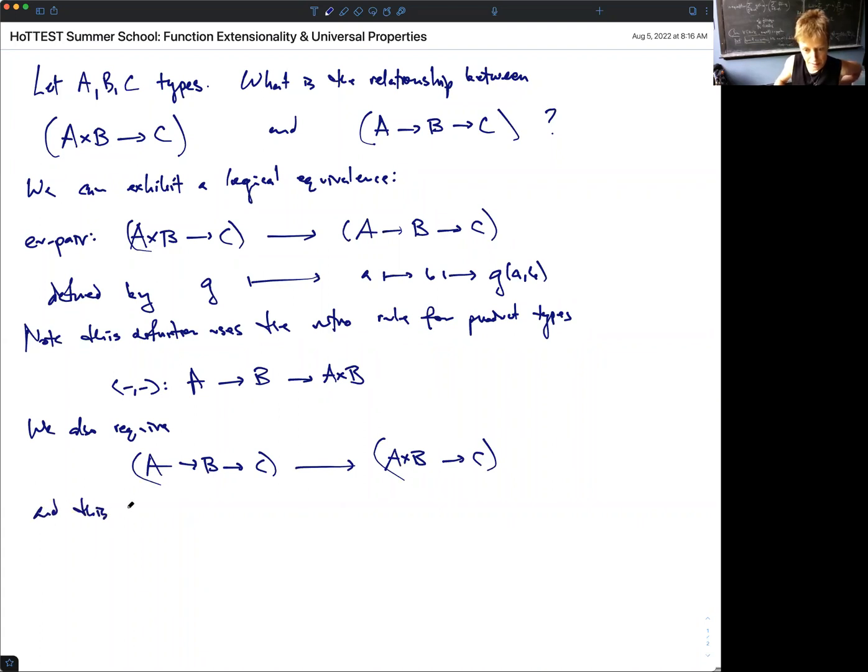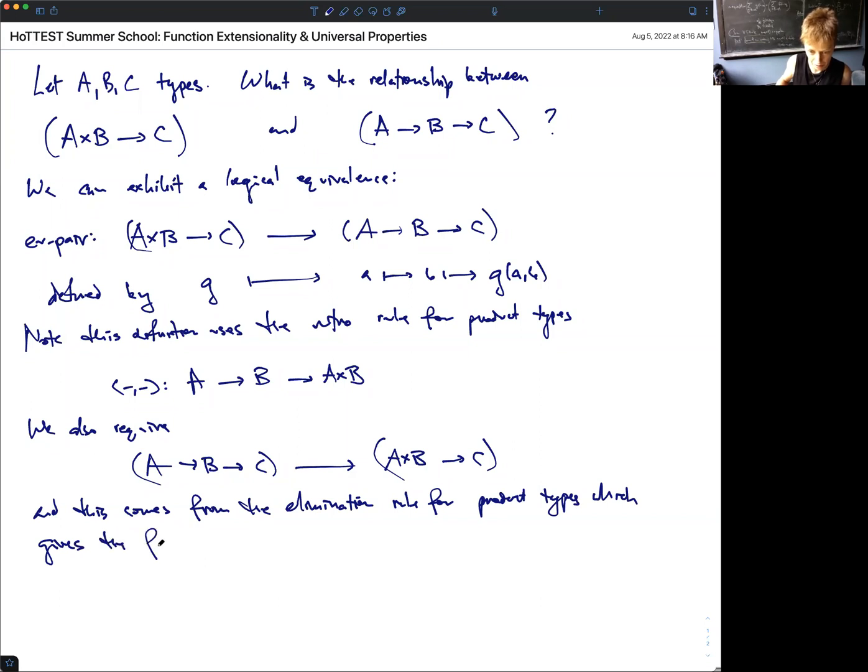This comes from the induction principle for product types. Let me say the elimination rule. I'm using a synonym deliberately just to review these terms. The elimination rule for product types. Product types are an instance of these inductive types, which gives the following induction principle.